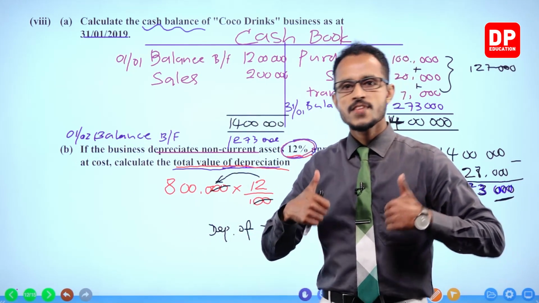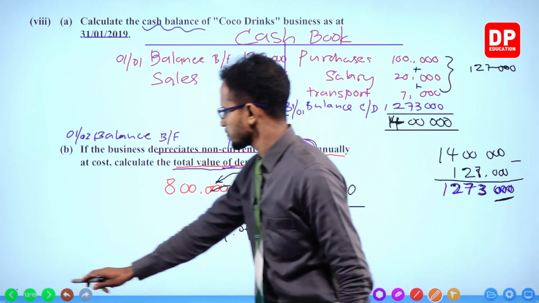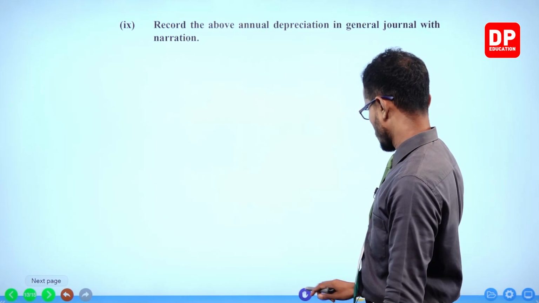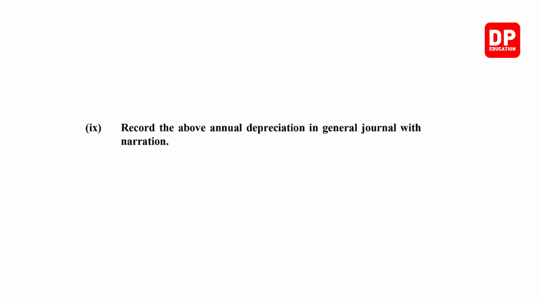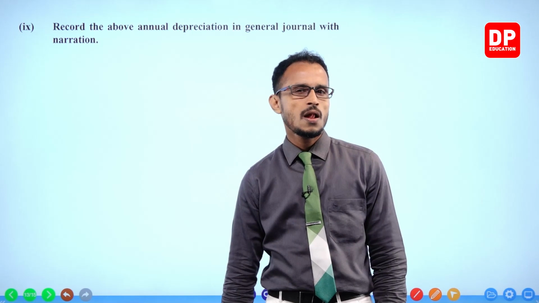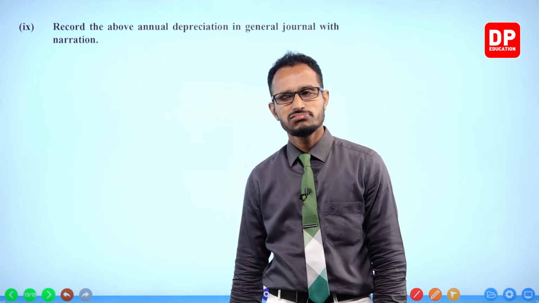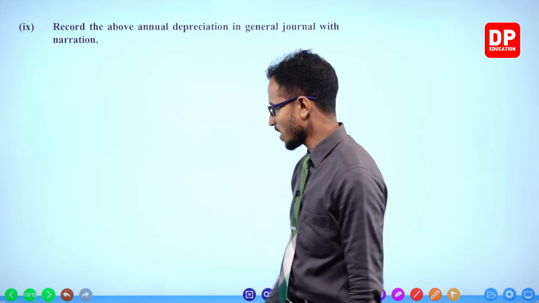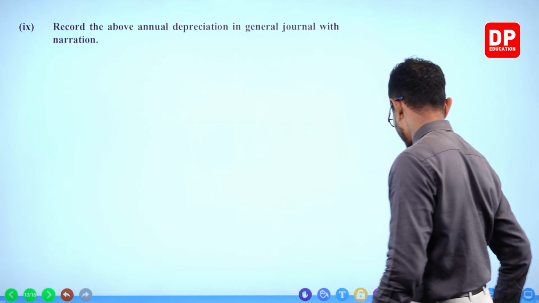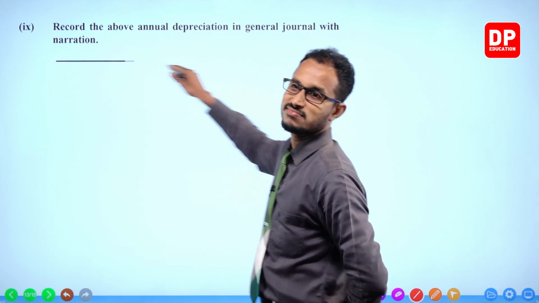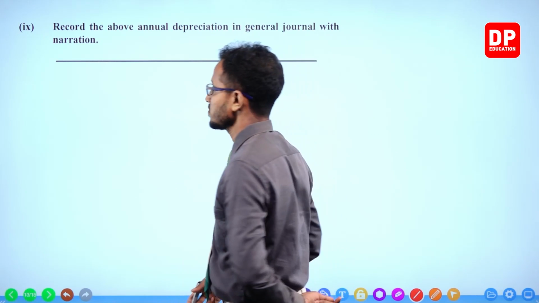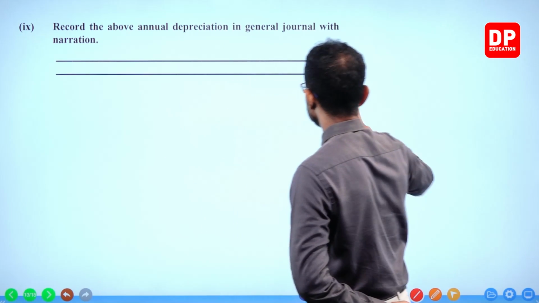Okay, that's it. Last question. Record the above annual depreciation in general journal with narration. You have to draw a general journal. If they ask you, you have to draw. You know what a general journal is?